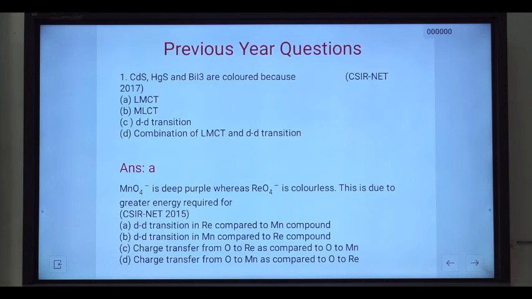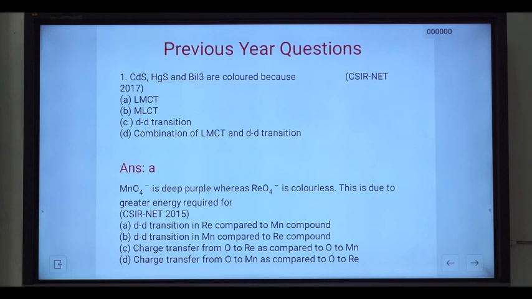Again a previous year question. The first question is: cadmium sulfide, CdS, HgS and bismuth iodide are colored in nature because. First of all, look at the ligands. The ligands are sulfur and iodide, means sulfide and halides. So these are pi donor ligands. In case of pi donor ligands, LMCT kind of transitions occur. So very simple, the answer will be A, that is ligand to metal charge transfer. This question appeared in CSIR NET 2017 examination.